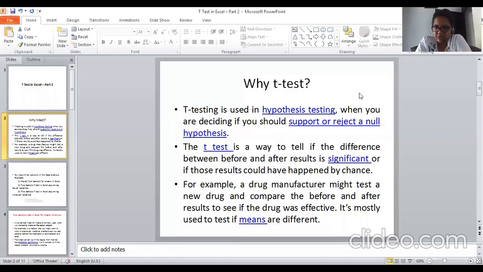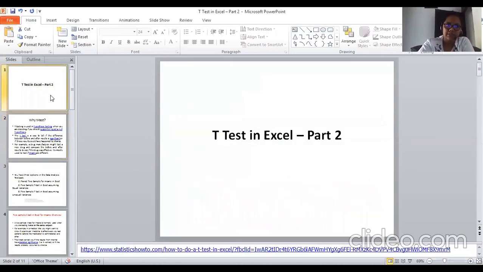Hello students, so today we are meeting again in the t-test in Excel. The second part of this would be a continuation of last week's lecture. Last week we discussed what is meant by hypothesis testing and how to conduct a one-sample t-test. There is no readily available tool in Excel to do that, so we have to tweak Excel in order to conduct a one-sample t-test.